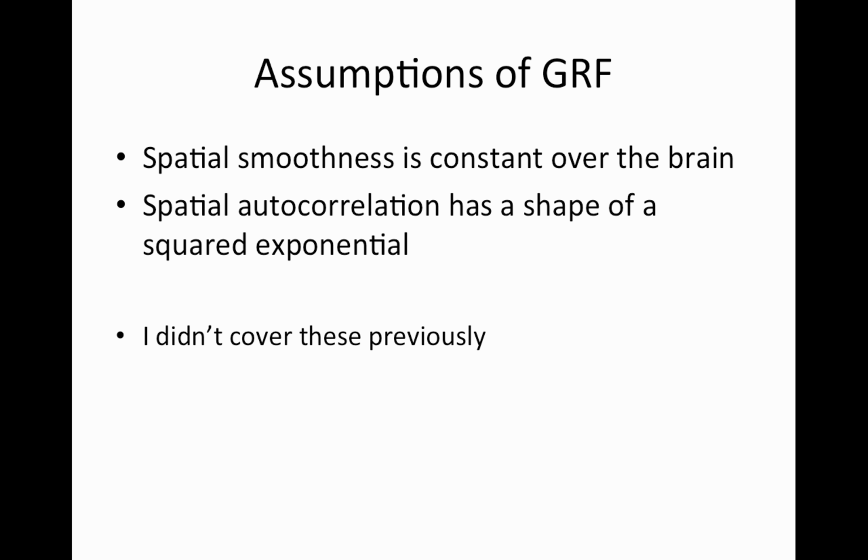So then they go through the assumptions of Gaussian random field theory a little bit more specifically than I have in the past. The spatial smoothness is assumed to be constant over the brain, and the spatial autocorrelation has the shape of a squared exponential. I won't go into how you compute the spatial autocorrelation. It's basically you just compare voxels at different lags according to distance. These specific assumptions I didn't cover in my previous videos.